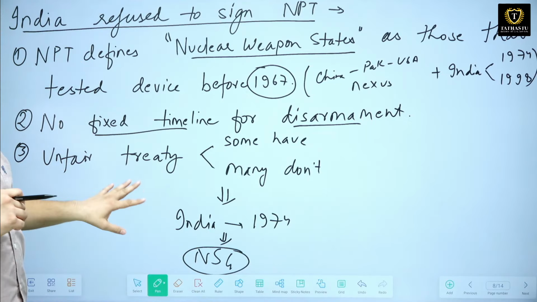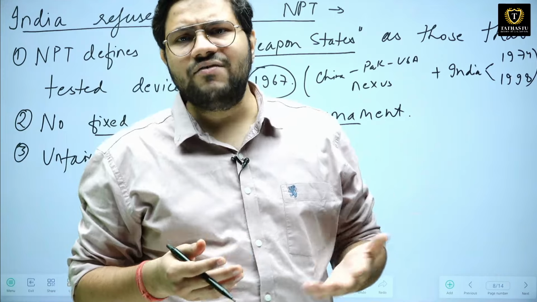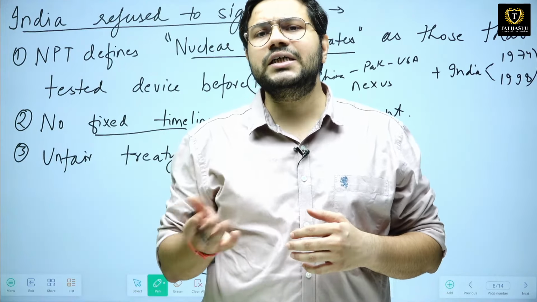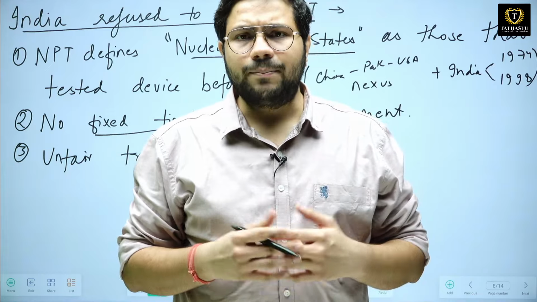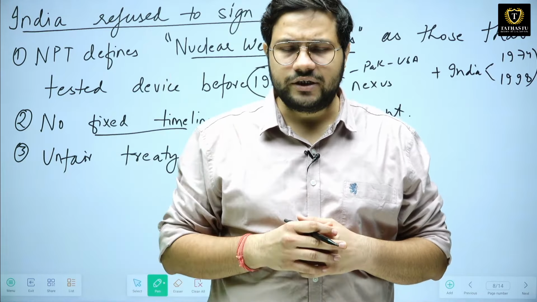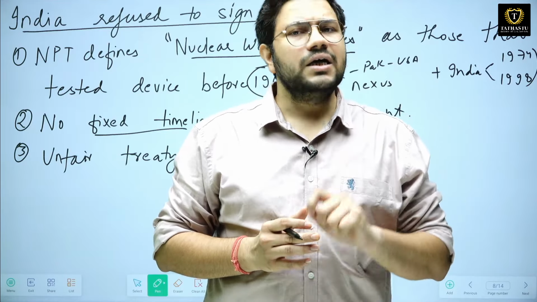Third, this is an unfair treaty. Definitely it's unfair, because only the 5 states were capable of having nuclear status, and the other states were not given the power, or they are not being allowed to have nuclear weapons under this particular treaty. So because of these 3 reasons, India has not signed the NPT.